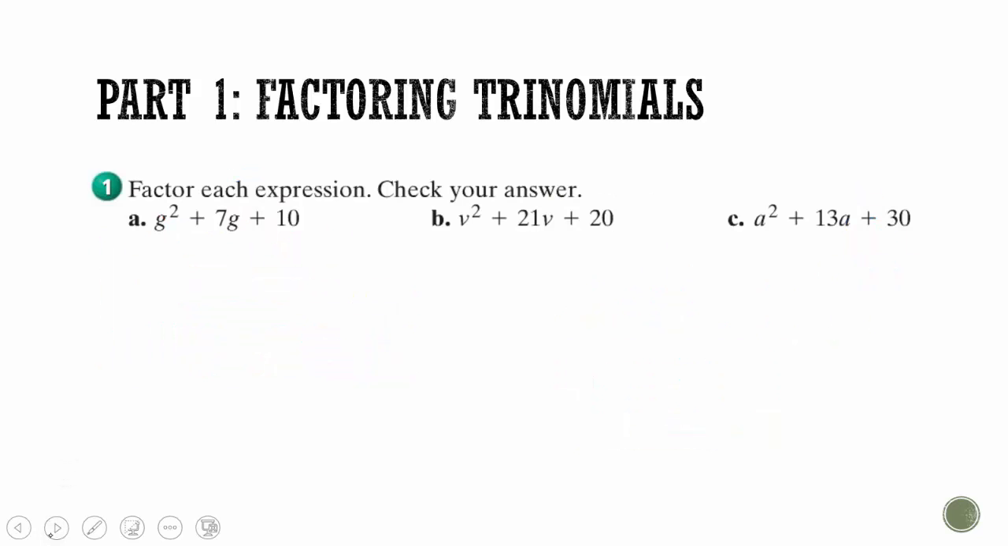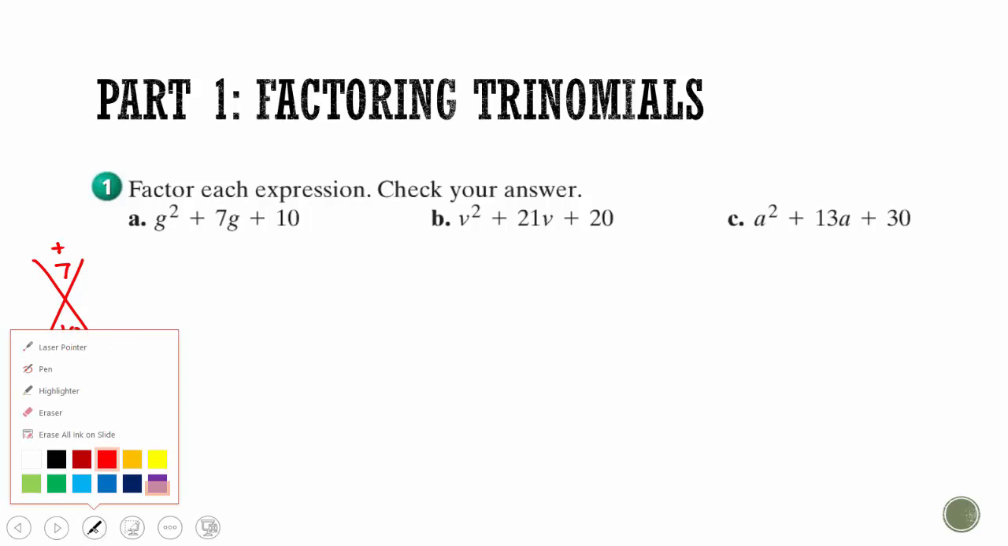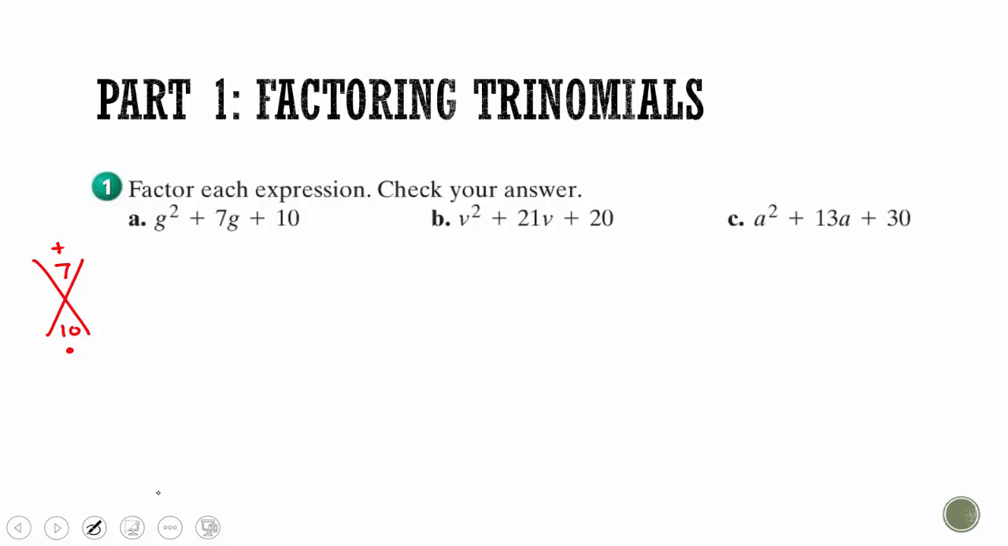So let's try another one. I want two numbers. They have to add to make that number in the middle, that's 7, and multiply to make the number on the end, which is 10. So go through your multiples of 10. 1 and 10, those do not add to 7, but 2 and 5 do. And because they're both positive, it doesn't matter which one I put first. And remember, that's what we're going to use to split this up. So it's going to become g squared plus 2g plus 5g plus 10.